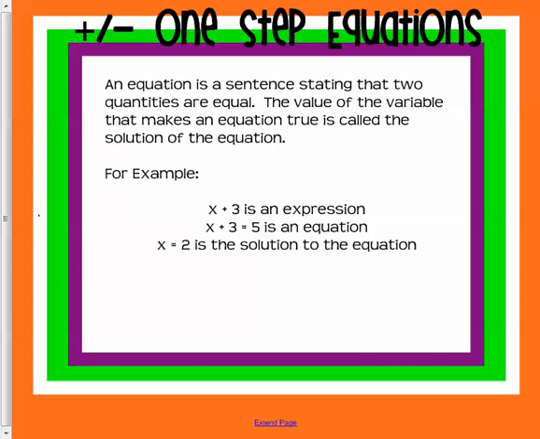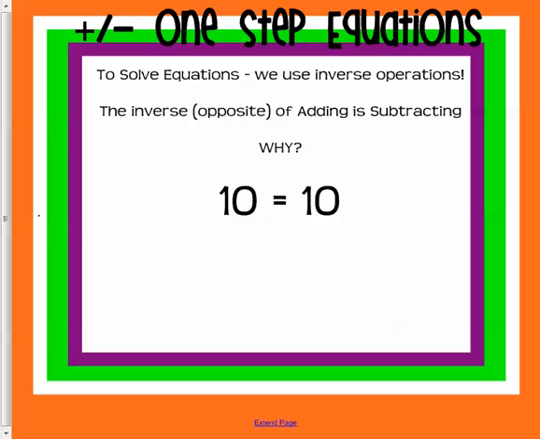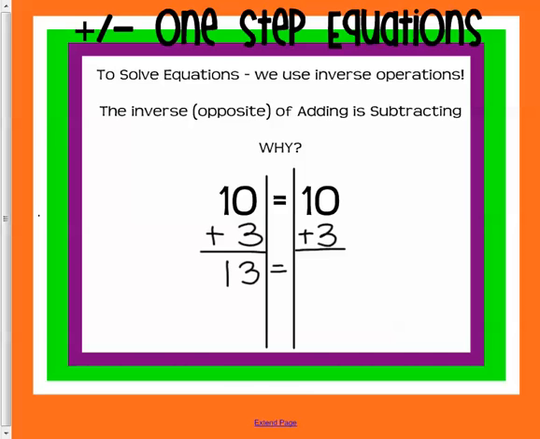So the way that we solve these is we make sure that we always keep things equal by using inverses. For example, I like to think of this equal sign as being a balance. Everything on the one side has to equal everything on the other. And so whatever we do to one side, we have to do to the other. So if I add 3 to this side and get 13, the only way to keep them equal would be to add 3 on this side to get 13. And then to undo that, I could take 3 away from both sides and be back at 10.